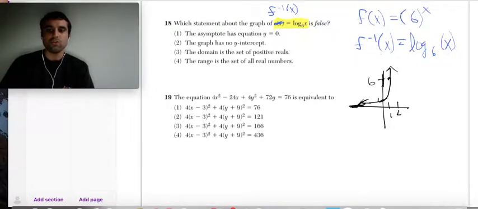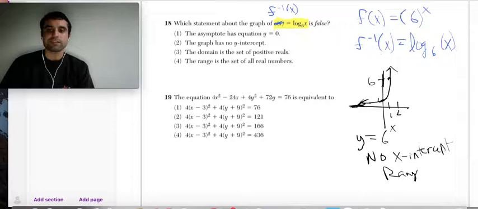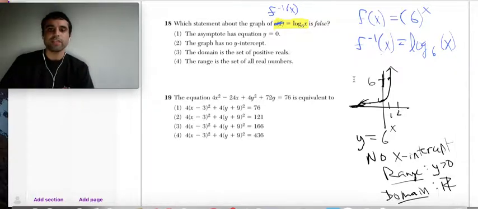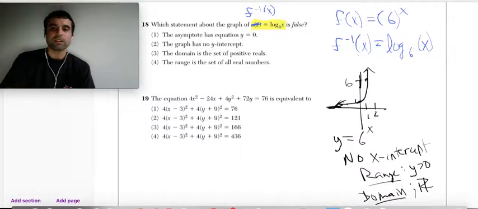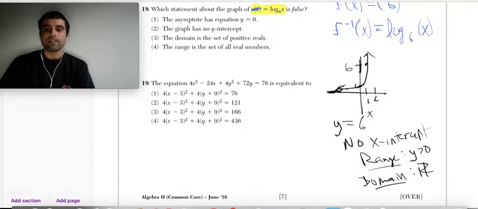So y equals 6 to the x, or f of x equals 6 to the x, has no x-intercept because the range is that y is greater than 0. The domain, you could plug in any real number for x and get an output. So the domain is all real numbers, from negative infinity to positive infinity. And then the asymptote is just the line that you get closer and closer to but never touch. It's the x-axis. It has no x-intercept.